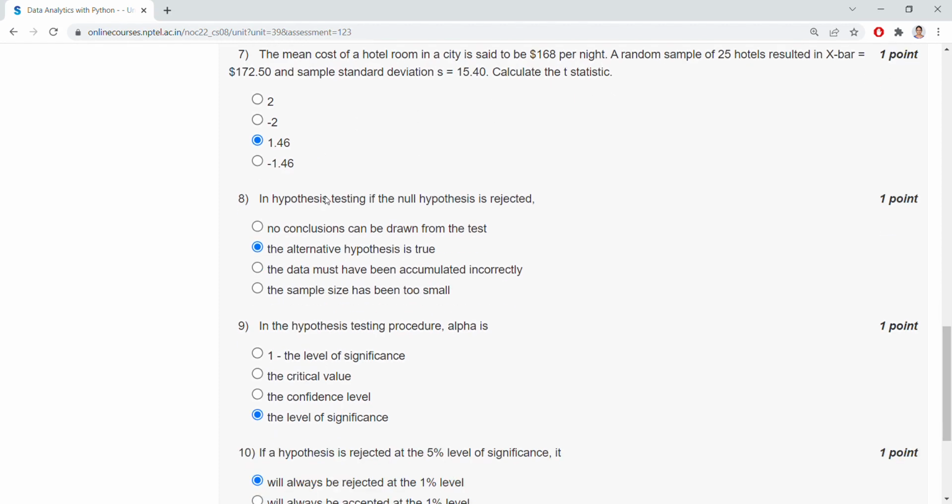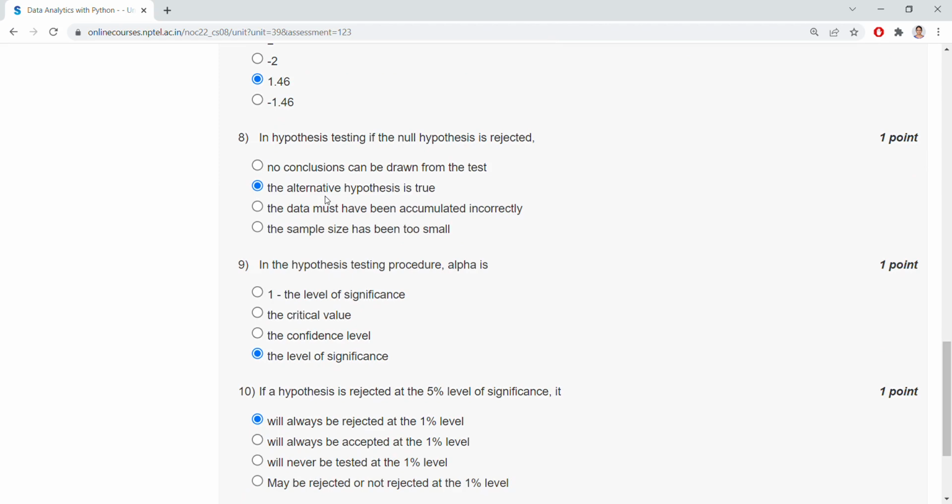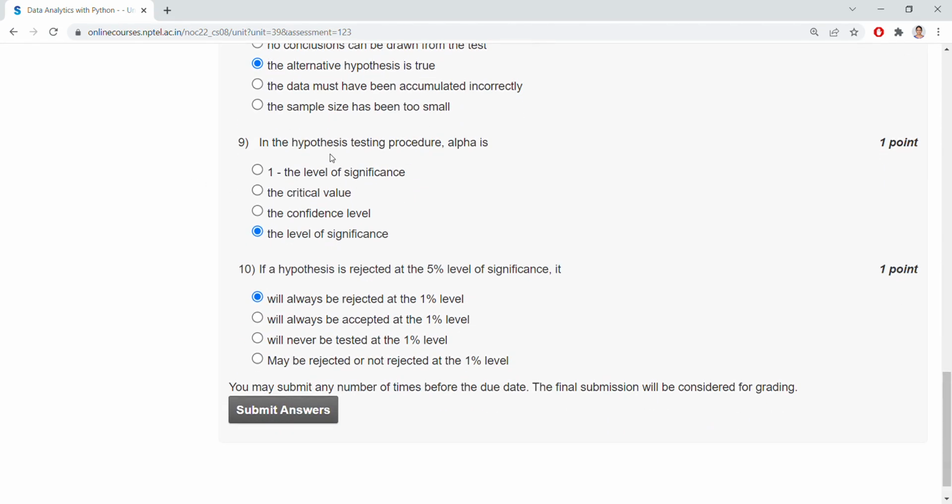In hypothesis testing, if the null hypothesis is rejected, the alternative hypothesis is true. In the hypothesis testing procedure, alpha is the level of significance. If a hypothesis is rejected at the 5% level of significance, it will always be rejected at the 1% level.